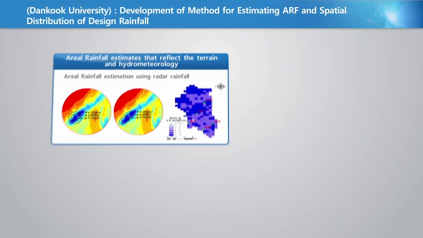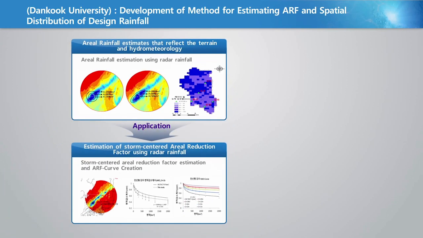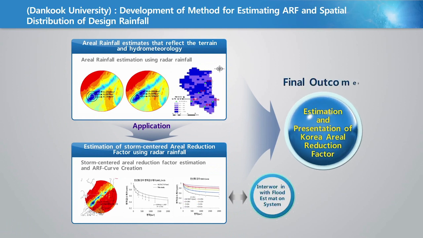Main achievement of this research is the development of method for estimating ARF and spatial distribution of design rainfall. We calculate the aerial rainfall with radar rainfall that reflects the terrain and hydrometeorology. Also, we create storm-centered aerial reduction factor and ARF curve using the calculated results.